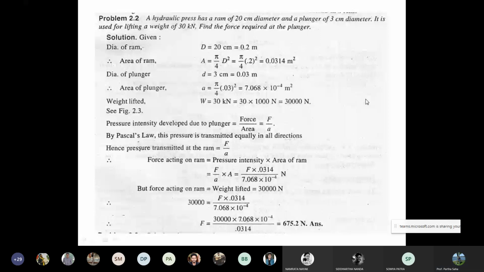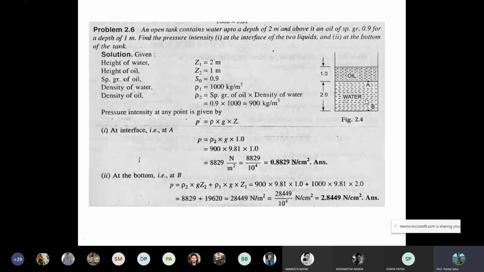Another example, very straightforward. An open tank contains water up to a depth of 2 meters, and above it an oil of specific gravity 0.9 is floating at 1 meter depth, right? Find the pressure intensity at the interface. This is point A, and at the bottom. Similarly, all the parameters are given: Z1, Z2, specific gravity, density.